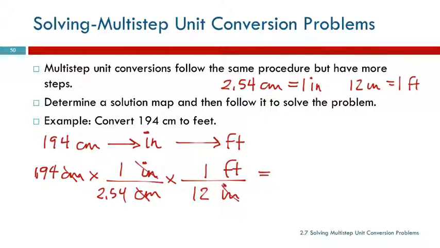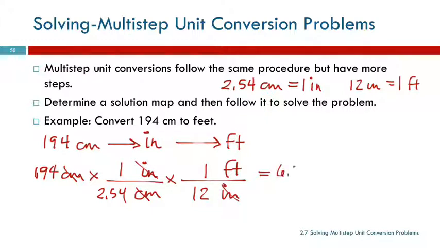194. You can multiply by 1 if it makes you happy. It's not going to affect anything. You can skip it also. Divided by 2.54 times 1 divided by 12. Thinking ahead, significant figures, how many sig figs should my answer have? 3. This has 3. This is exact. That's exact.